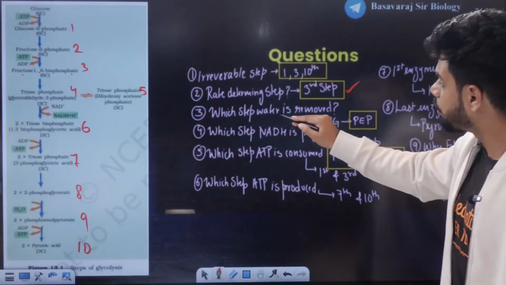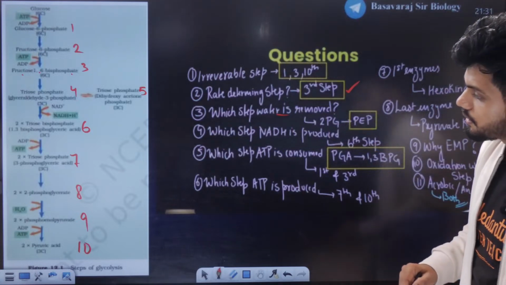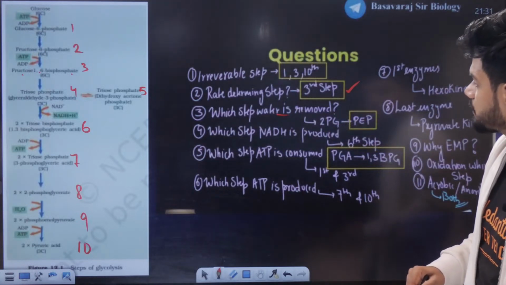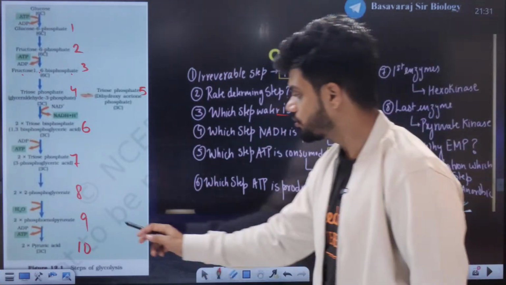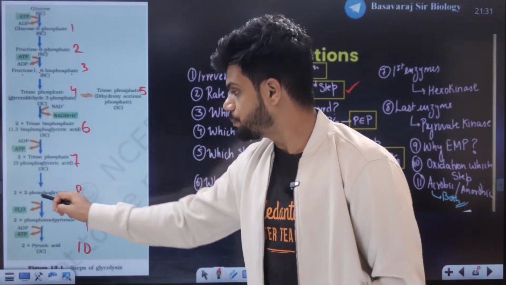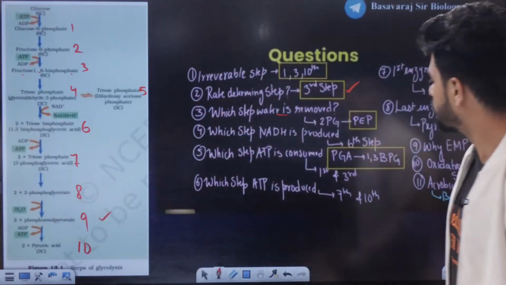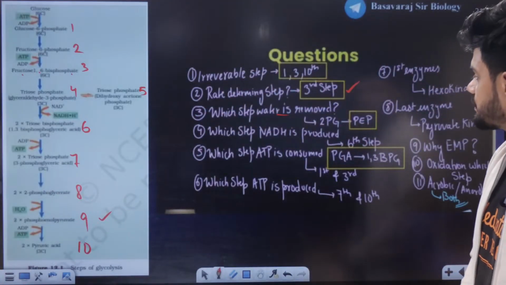In which step is water being removed? Tell me, students. In the ninth step, water is being removed: 2-PGA to PEP, phosphoenolpyruvate. The ninth step is where it is removed.